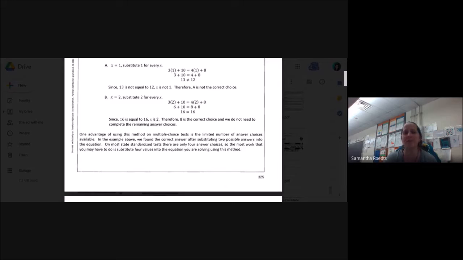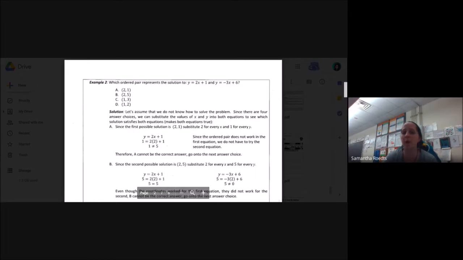One advantage of using this method on multiple choice tests is the limited number of answer choices available. In the example above, we found the correct answer after substituting 2 possible answers into the equation. On most state standardized tests, there are only 4 answer choices. So the most work that you may have to do to substitute is 4 values into equations you're solving using this method.